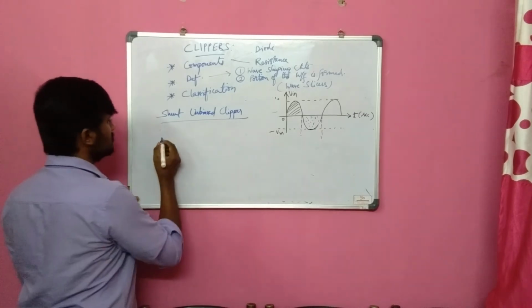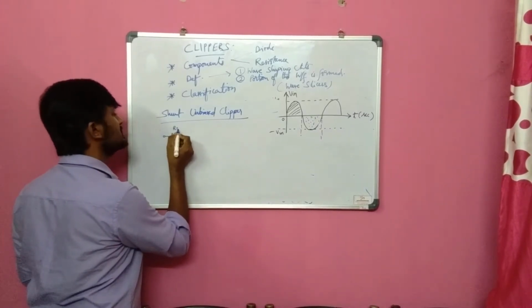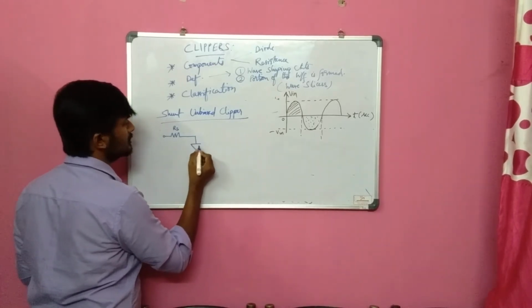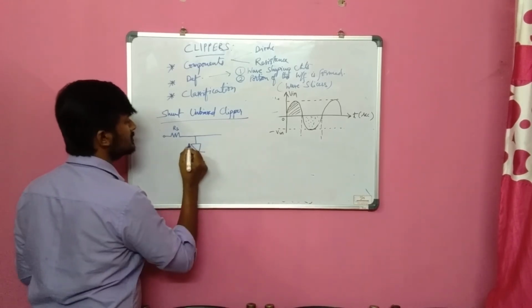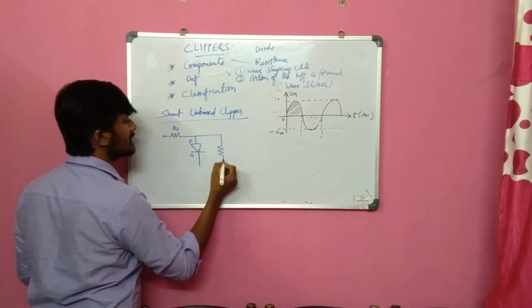So let me draw the circuit. I will have some source resistance, and this is the diode. This is P, this is N, and this is the load resistance RL.